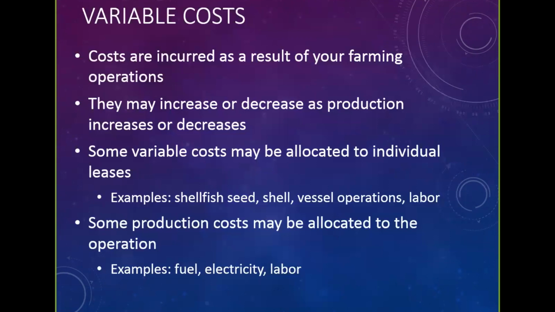But some production costs might need to be allocated to the operation as a whole. Fuel, because that vessel or that truck was everywhere. You bought a lot of fuel, you keep it in your tank, and you don't keep track of where it goes every day. Electricity: if you've got 100 ponds, you probably don't want the hassle of 100 electric meters out there to monitor your paddle wheels or your pumps. And then some types of labor. When the guy's mowing all the levees and the dikes and around the fences, that's allocated to the whole operation.